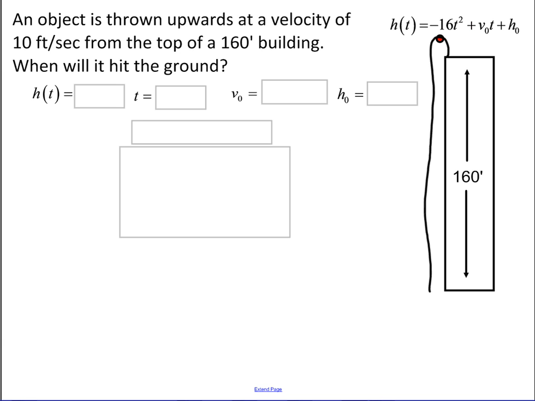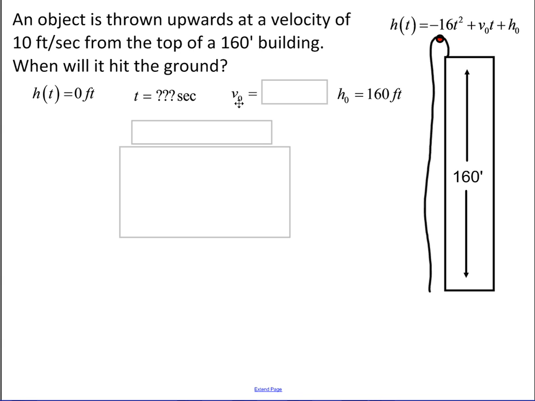In the case of this, we still have an initial height of 160 because it was thrown from the top of the building that's 160 feet in the air, which is right up here. We still want to know when it hits the ground, so we still want to know when h of t is equal to 0. We're still looking for when it will hit the ground, so we're looking for t, so we don't know t.